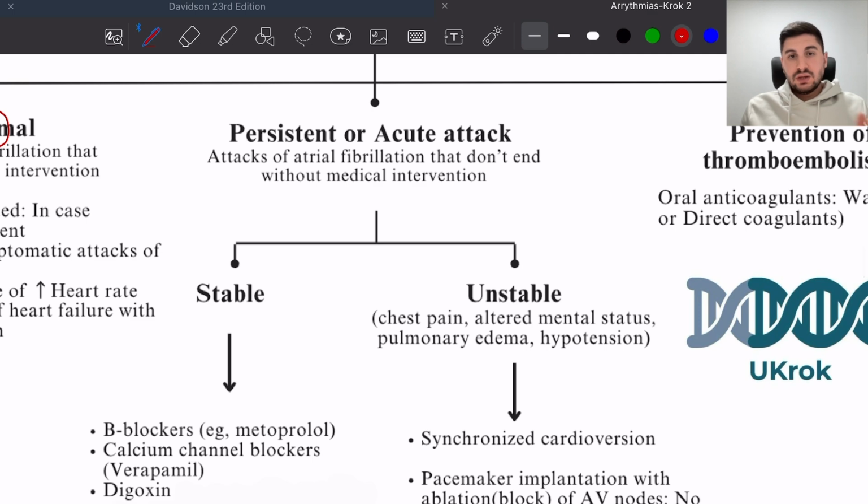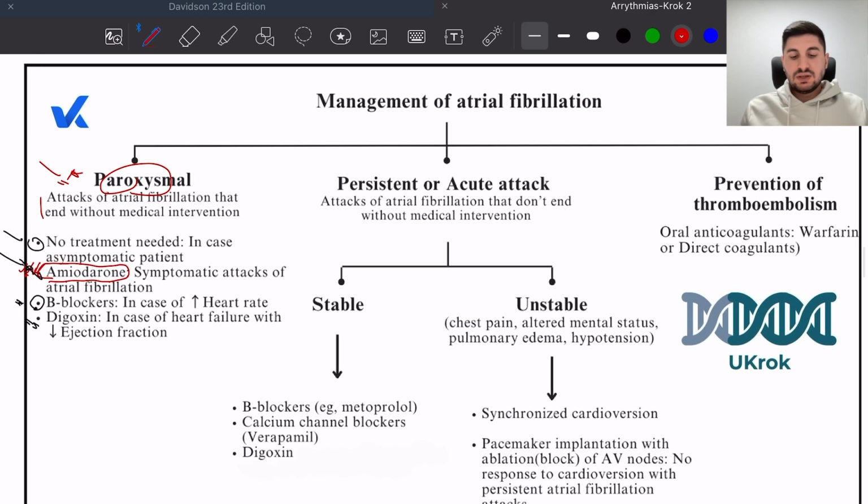Now we go to the next case in atrial fibrillation, which is a persistent or acute attack. So either a persistent atrial fibrillation happening every day, where the patient has daily attacks, or he comes with an acute attack of atrial fibrillation that makes him unstable, decreasing the blood pressure, and maybe making him unconscious. So these attacks don't end by themselves, or don't end without medical intervention. These we call persistent or even acute attacks.